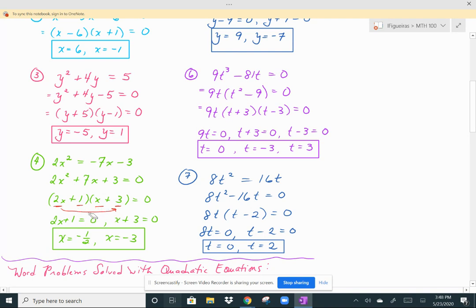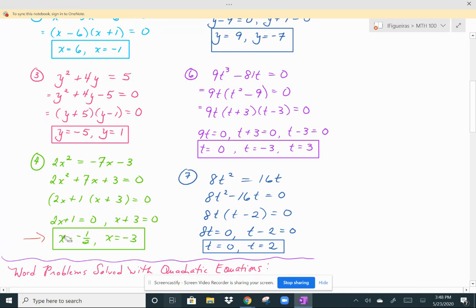Then you set each factor equal to 0, so that's what you see here. For the first one, 2x plus 1 equals 0. Subtract 1 and then divide by 2. You get that x is equal to negative a half. And then for the second one, you subtract 3. So you get x is equal to negative 3. Again, two solutions for this quadratic equation.